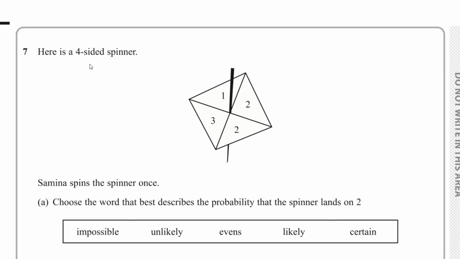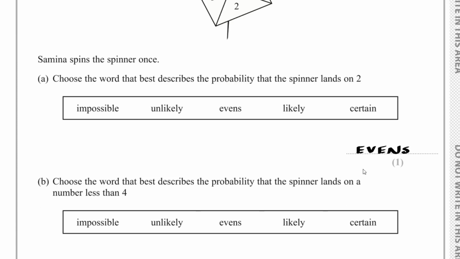Question number 7. Here is a 4-sided spinner. We've got 1, 2, 2, and 3 labelled on it. Samina spins the spinner once. We have to choose a word that best describes the probability that the spinner lands on 2. Well, how many 2's do we have? We've got 2 of them out of 4. So the probability of landing on a 2 is a half, which means we have evens.